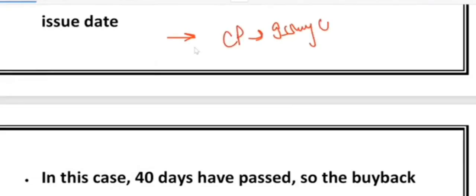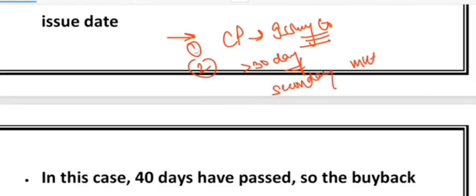Yes, the issuing company can buy back the CP. This is the first point I told you. Second point I told you, the buyback must happen after 30 days. Third point I told you, the buyback is done through the secondary market. Remember, buyback is done through the secondary market and it is done at the market price.